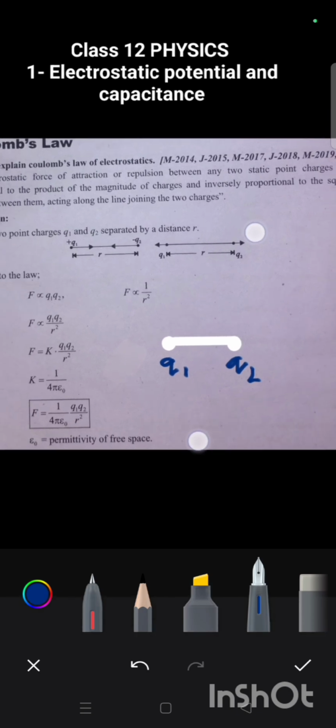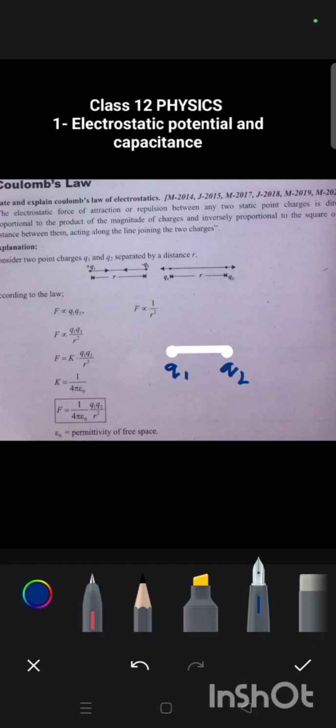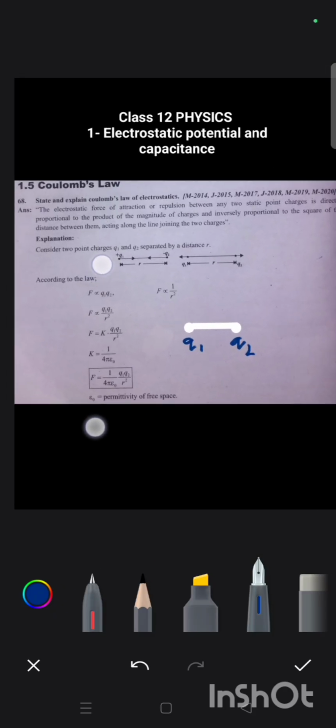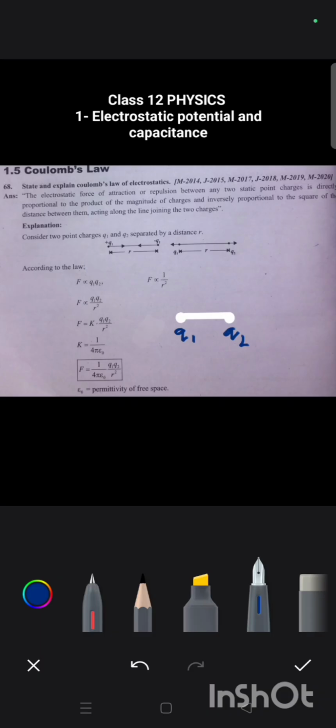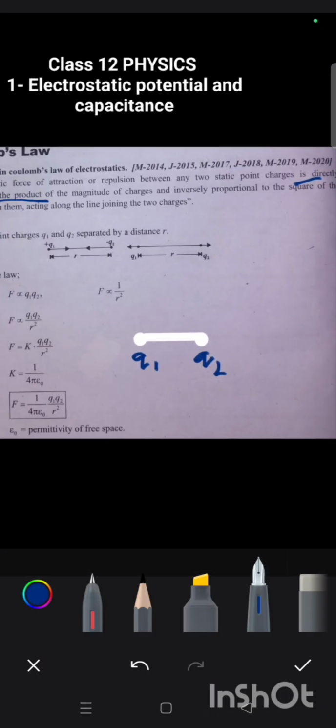So here we just consider Q1 and Q2, not plus Q or minus Q. That we will consider in electric field or capacitance and other derivations. Here it's just two static point charges Q1 and Q2. The force is directly proportional to the, what is force?